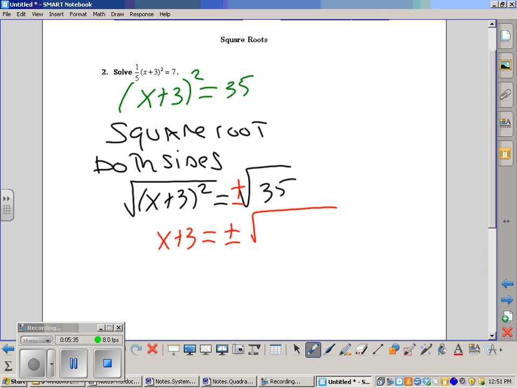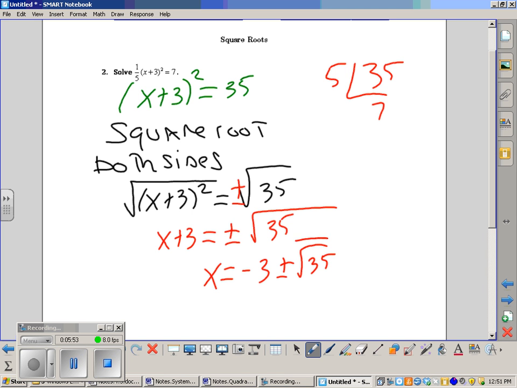Now, square root of 35. Can that be simplified? Don't know off the top of my head. So 35, I'm going to divide by some prime numbers, 5 and 7. Those are both prime numbers. We can't simplify root 35. The only thing we can do is say this. Negative 3 plus or minus square root of 35.